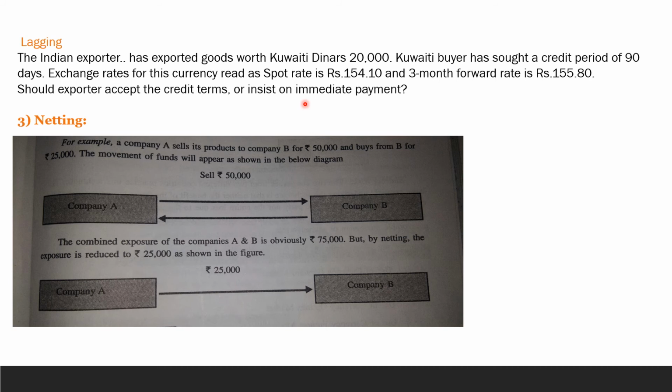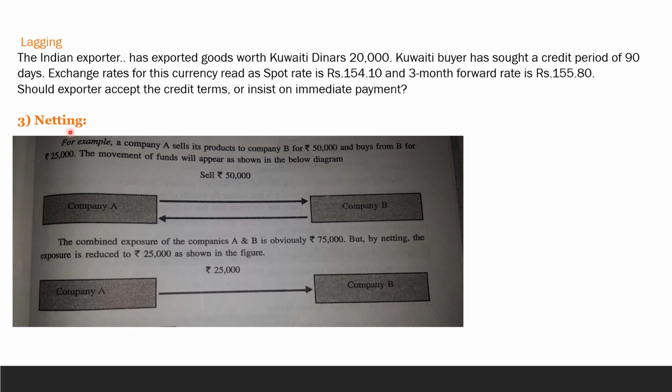Here, the exporter should accept the credit terms, because there is an expectation of depreciation in the home currency against the dinar. So, receiving payment after 3 months will be profitable for the exporter.